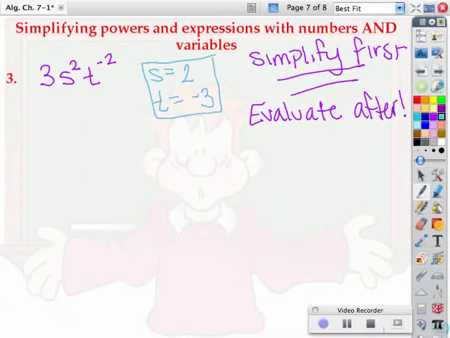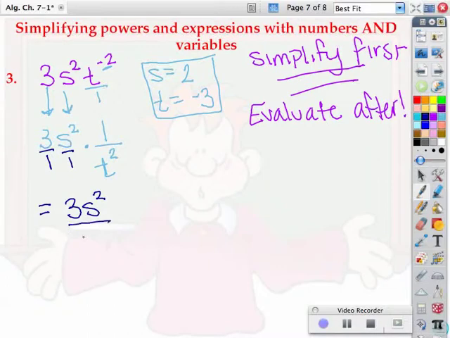We are simplifying first. 3, the exponent 1 is 1, it stays. S squared, 2 is positive, we leave it. T, we have a negative power, so this goes over 1. We multiply by the reciprocal, and it becomes a positive exponent. From there, we combine. Remember that these are both over 1. So what we end up with in the simplified version is 3s squared over t squared.